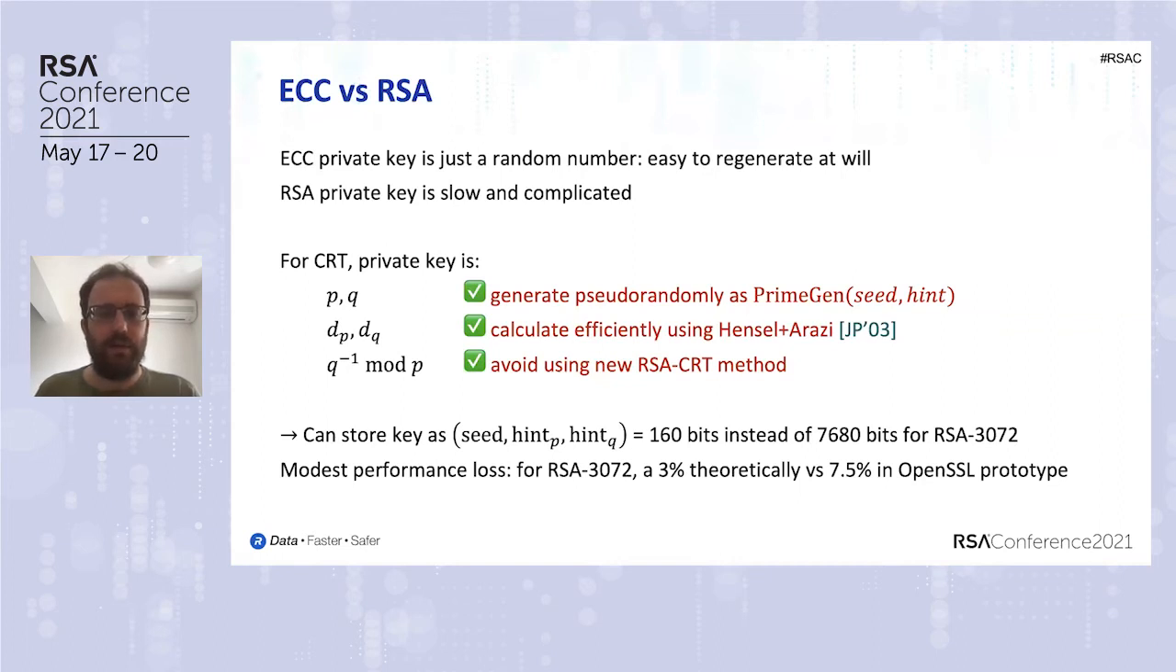For D sub P and D sub Q, Joye and Paillier show how to calculate this efficiently using Hensel's lemma and Arazi's lemma. And then for Q inverse mod P, we can avoid that entirely using the new RSA CRT method. So the upshot of this is that if you have an RSA 3072 private key and you want to store it on an embedded device in like fuses or something, instead of using 7.5 kilobits, you can store it in only about 160 bits. This comes with a small performance loss, but if you're in a device that's constrained by the size of its fuse array, then this could definitely be worth a trade-off.